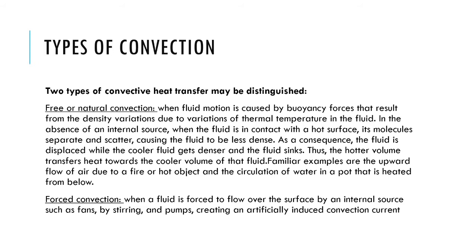Familiar examples are the upward flow of air due to a fire or hot object and circulation of water in a pot that is heated from below. Forced convection: when a fluid is forced to flow over the surface by an external source such as fans, stirring and pumps, creating an artificially induced convection current. So free or natural convection happens on its own without any external sources, and in forced convection, external sources are primarily responsible for causing heat transfer.